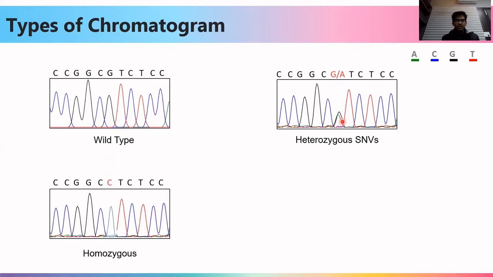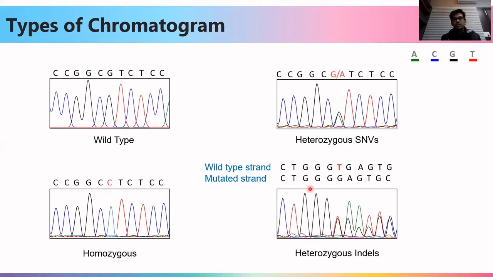Suppose there's a homozygous variant. There won't be two peaks, there will be a single peak. You might think that wild type and homozygous will look similar to each other, but when you compare both of them, here it will be a black peak which represents G, that is guanine, but here it will be a blue peak which represents cytosine. That is a homozygous single nucleotide variant.